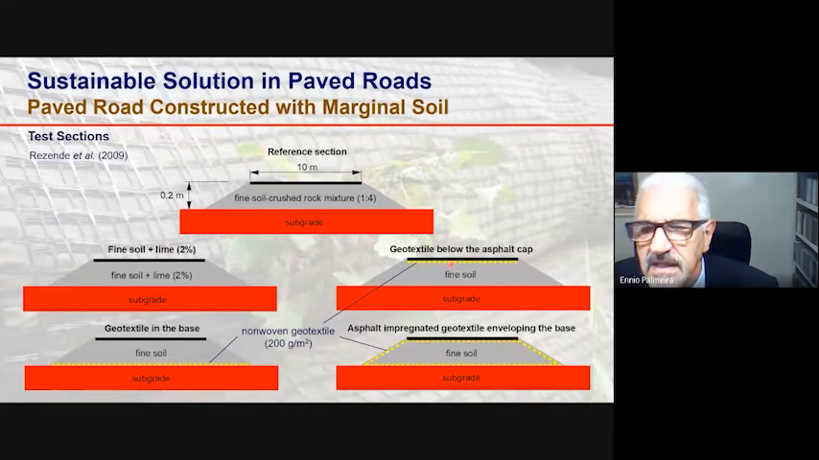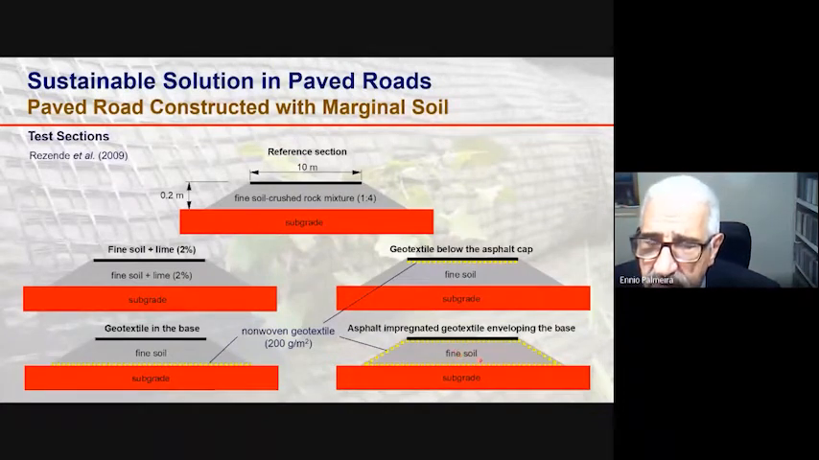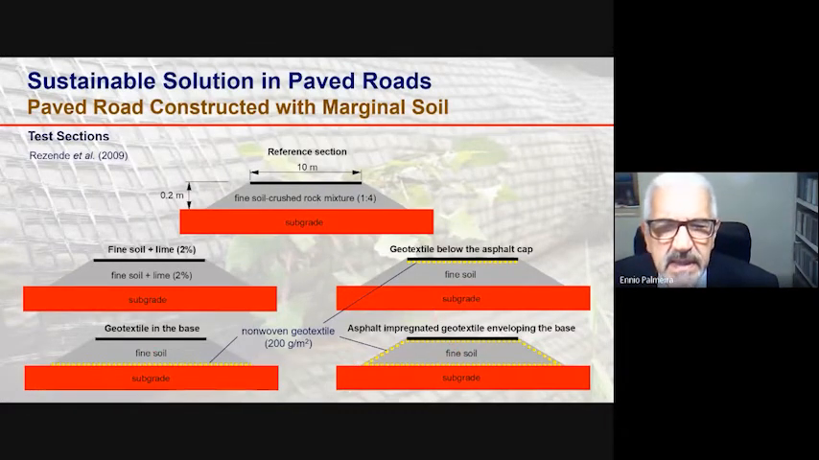Here in this case, a geotextile layer impregnated with asphalt below the asphalt cap. Here, the novel geotextile at the base of the pavement to function as a capillary barrier and to some extent as a reinforcement as well. And in this section, the asphalt impregnated geotextile envelopes the fine soil to keep its moisture content constant. So in these 3 sections with geotextile, only the fine soil was used as a base material.